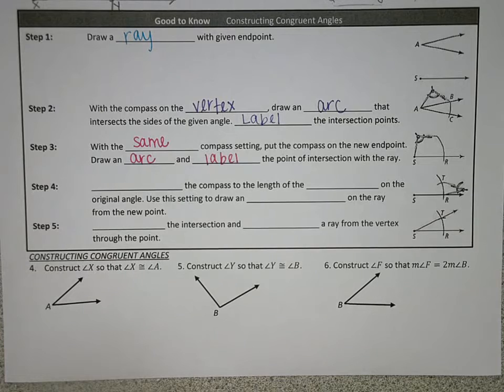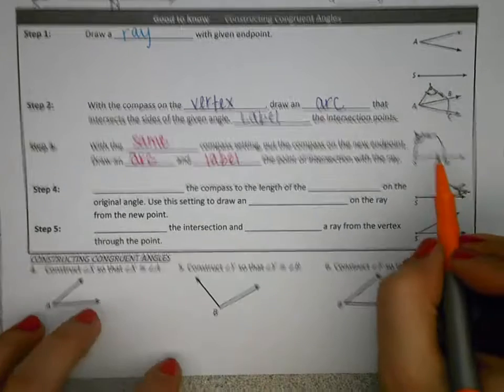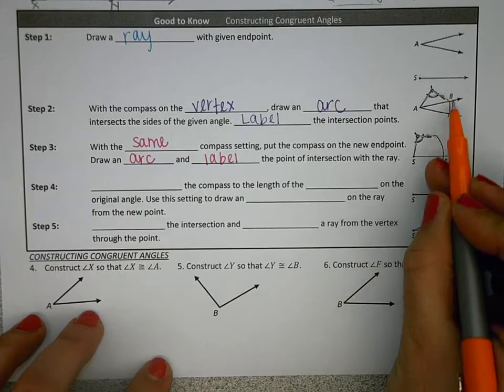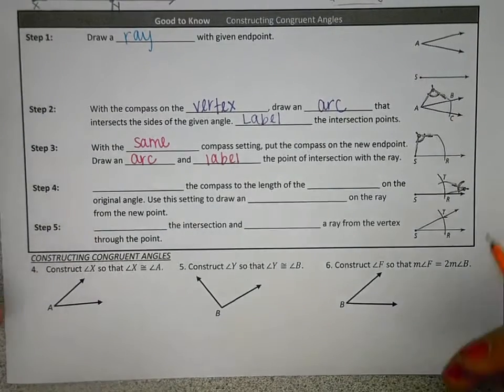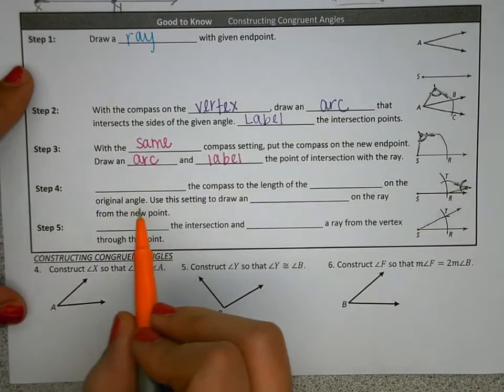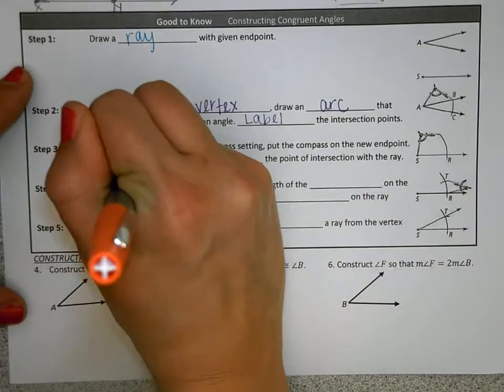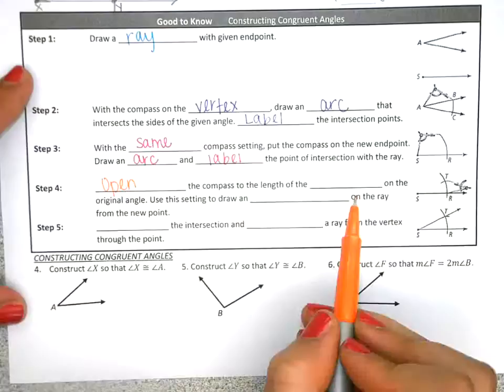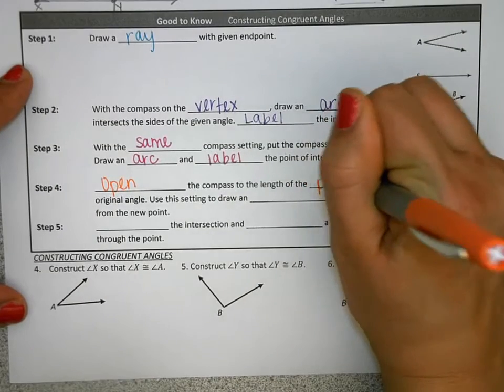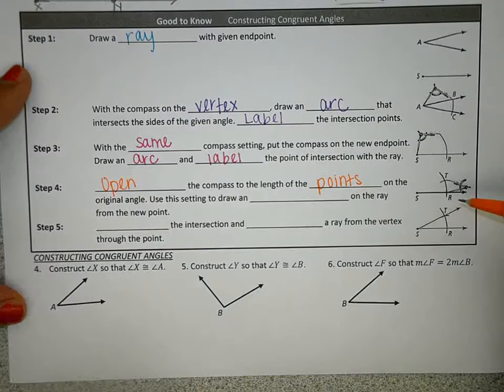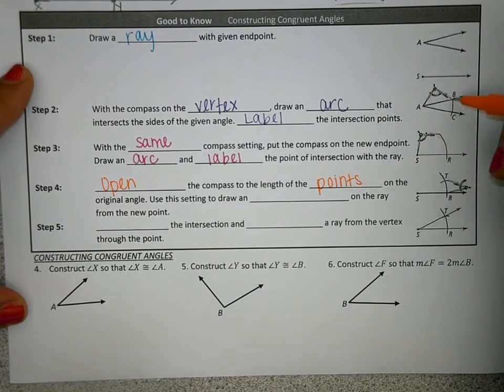So what we're doing is we're creating an endpoint. This arc matches this one. But we need to know how wide to open the angle. So what we do next is we take the compass and we open it to be the length of the points on the original angle. So is it showing yet? No. So if you look up at the picture up here with AB, we're then going to open the compass so that it's this size. So the amount in between the angles.